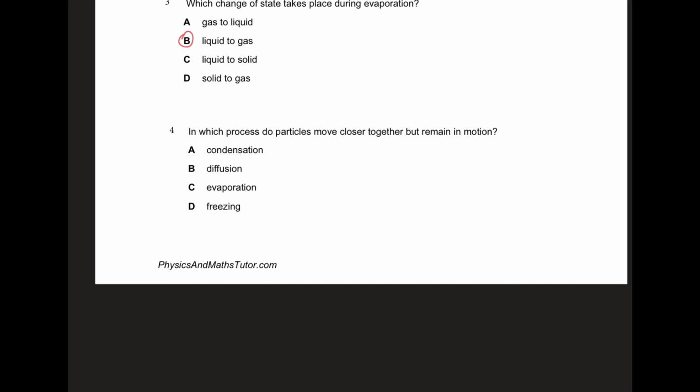Okay. I think D. Yeah, freezing. D. Donkey is where liquid changes to solid. Okay. So they are getting closer, which is true.